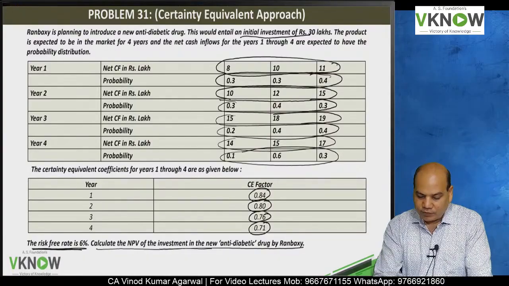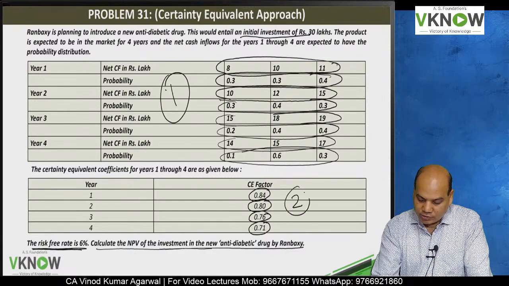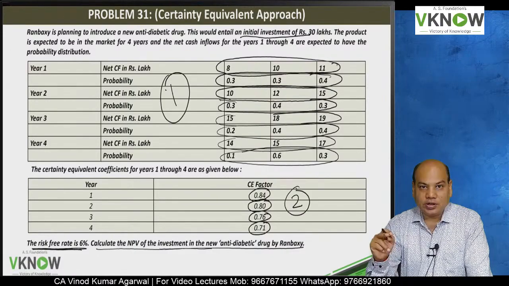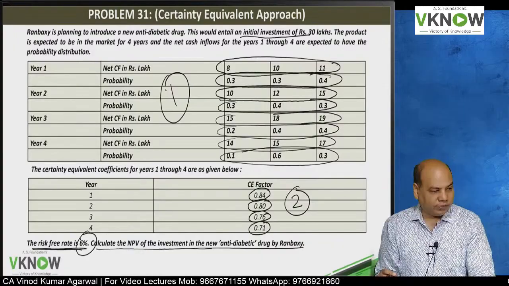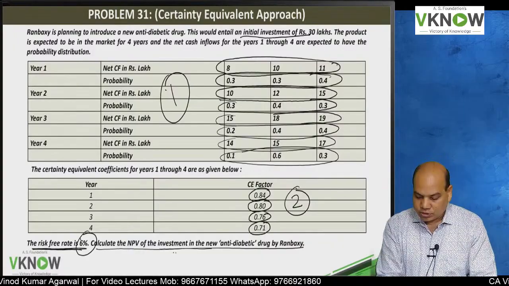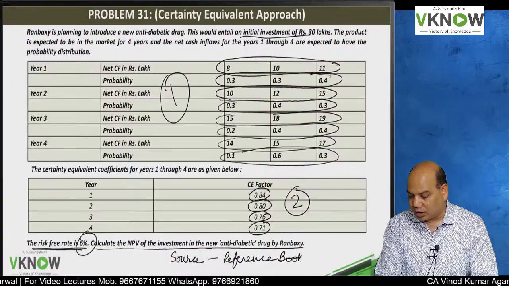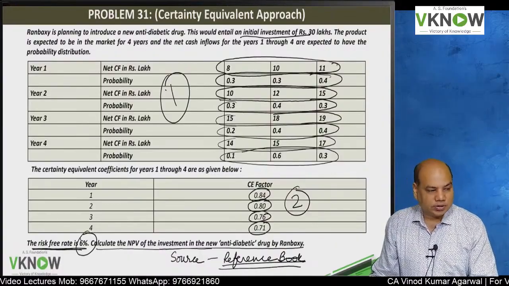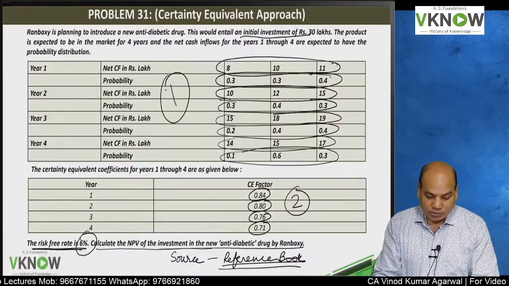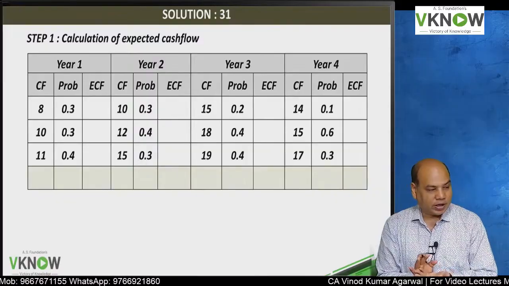My first step would be to find expected cash flow. Second step, find risk-free cash flow. And the third step would be to compute the NPV. Is it right? Source, write down reference book. This question has not been asked in any of the institute's publications, but I found it to be a good question. We thought we'll solve it in the class also.